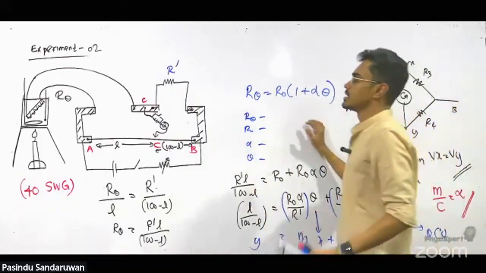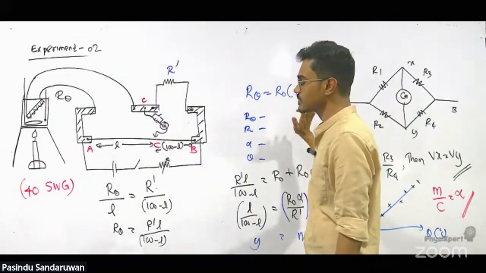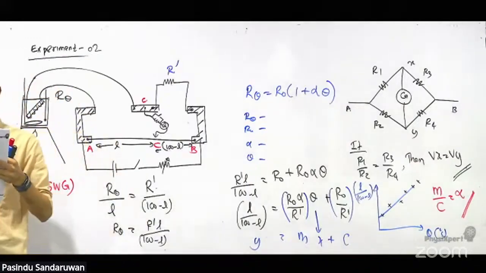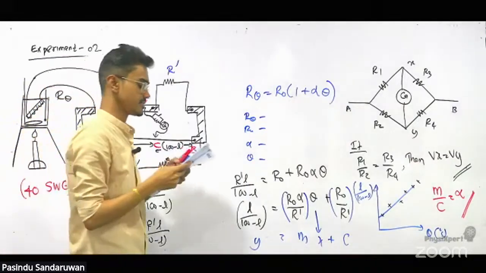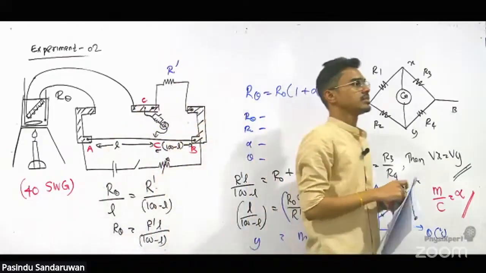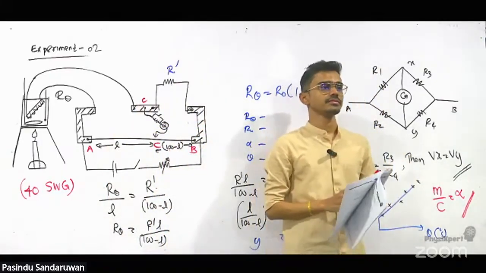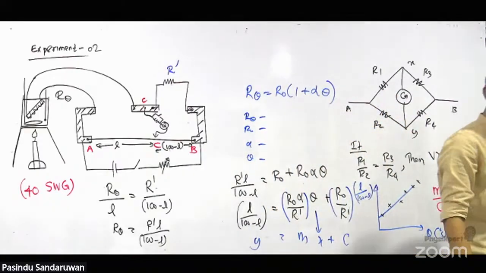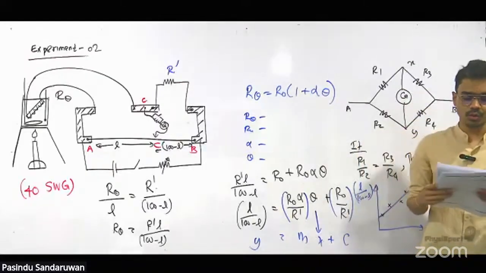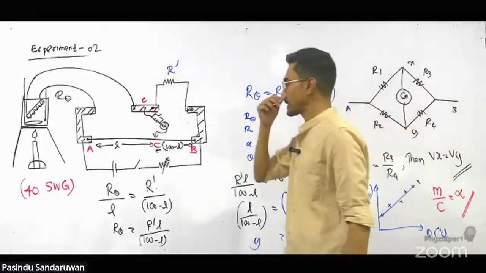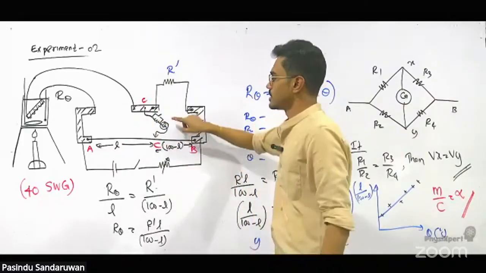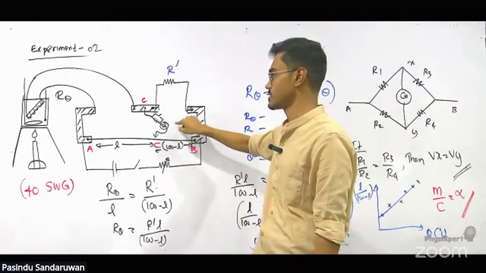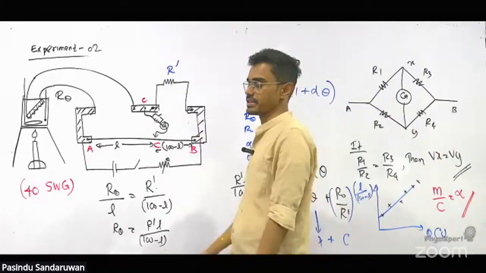Right? Then an accumulator of EMF 2 volts. This is a center 0 galvanometer. Next, write down center 0 galvanometer.